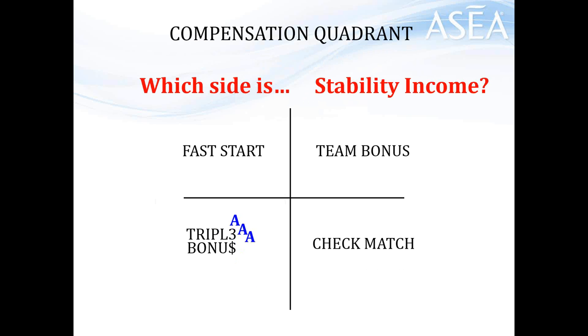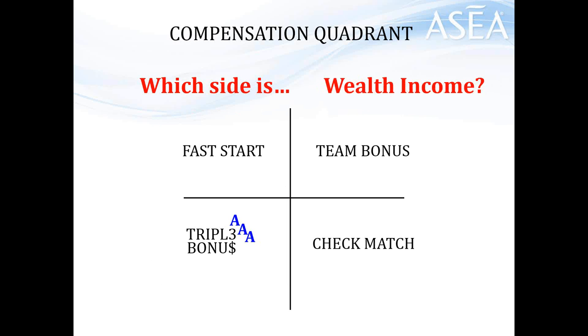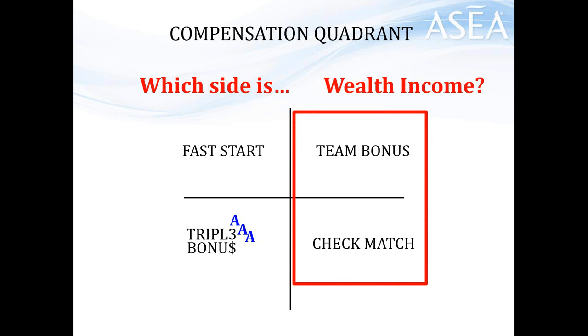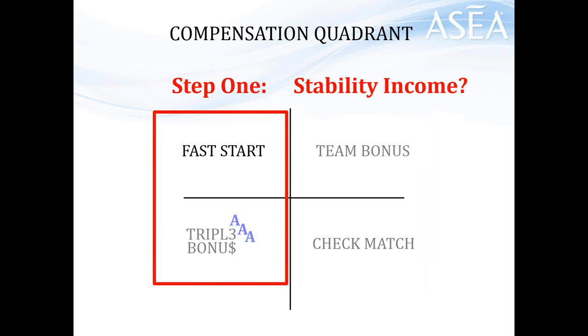Now, which side is stability on? The stability is on the fast start and AAA bonus. A lot of people are like, look, Paul, if I had an extra $1,000 a month coming in, even if I'm not doing anything, hey, that's a home run for me. That's stability. That's going to give me breathing room. That's really going to alleviate so many challenges I have in our family environment here. That's what I want. Okay, great. The wealth income, though, is like people like, hey, I want to hit this thing out of the park. That's where the team bonus and the check match come into play, creating wealth and leveraged residual income, retirement income. So let's talk about stability.